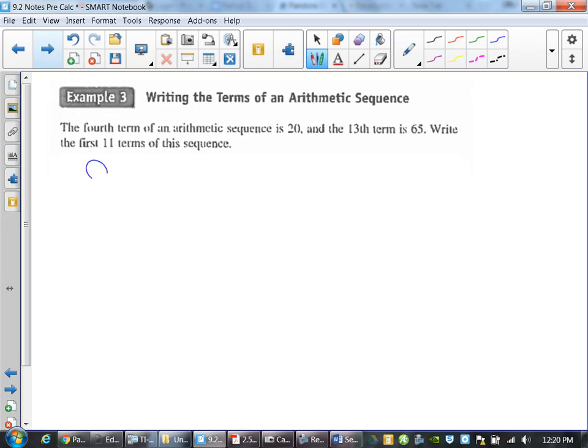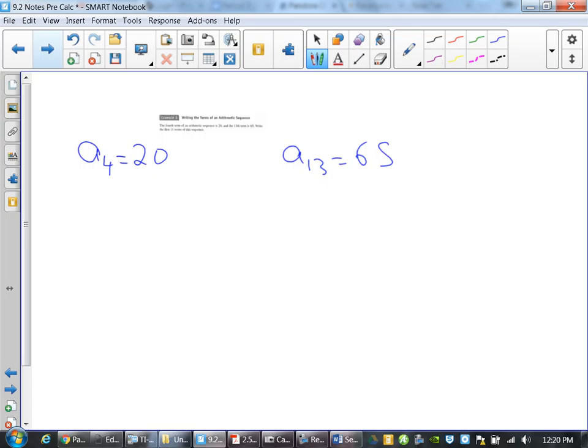So let's look at this. Let's say a sub 4 is 20, and then a sub 13 is 65. Let's write out the rule. In order for us to be able to do this, we have to know whether it's arithmetic or geometric. The instruction said arithmetic, so I know I have to use arithmetic stuff. If it says it later on after we do geometric, we're going to do kind of the same scenario. You still have to know that it's geometric because you'll follow the geometric patterns to do this.